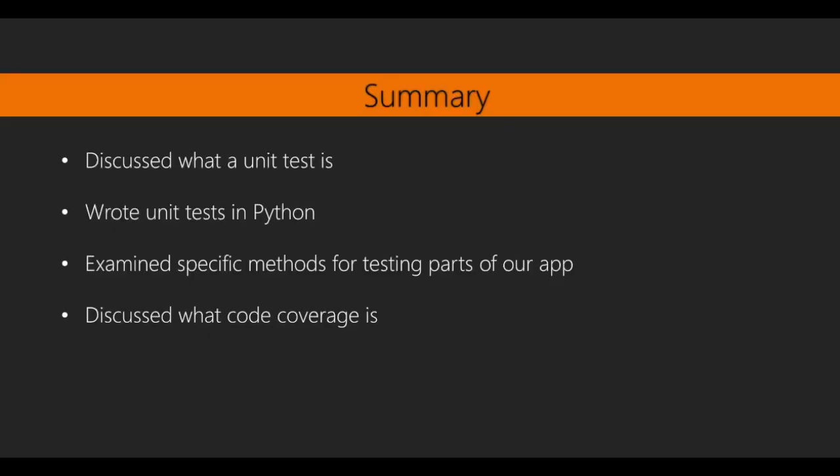Let's wrap up what we covered in this section. We learned what a unit test is and how we could do it in Python. We also learned specific methods of how to unit test our SQLAlchemy models and view functions. And finally, we learned what code coverage is and how to use it to write better tests.